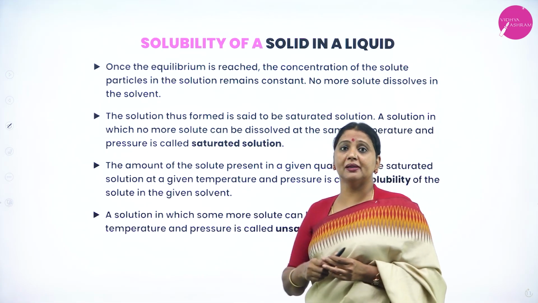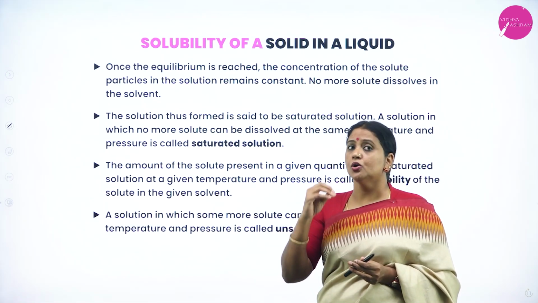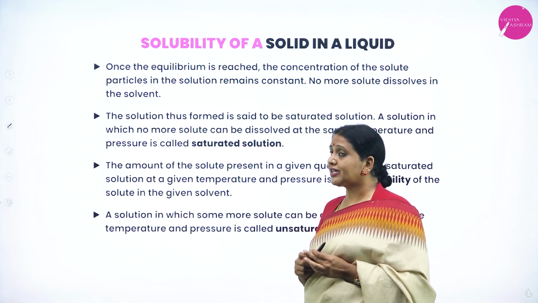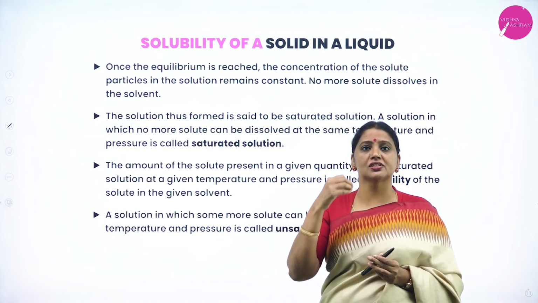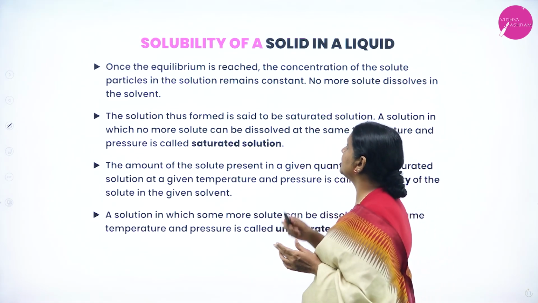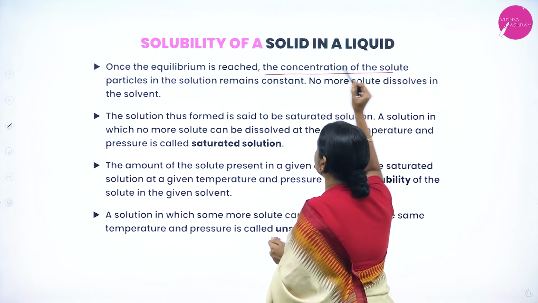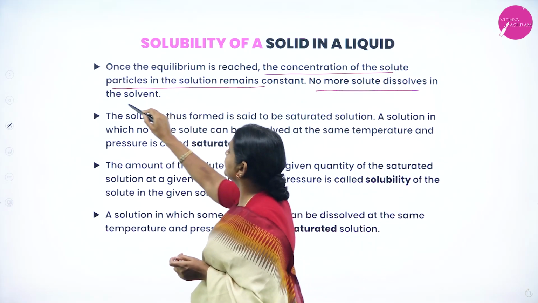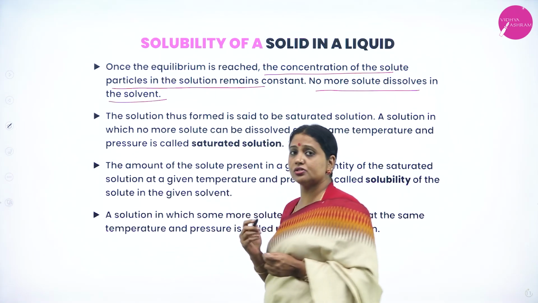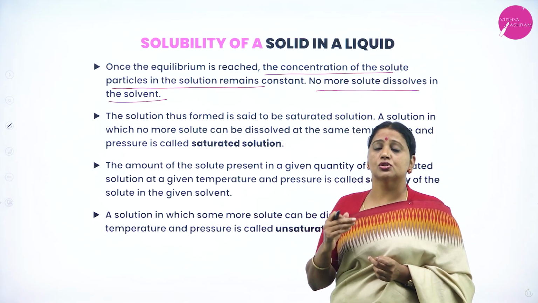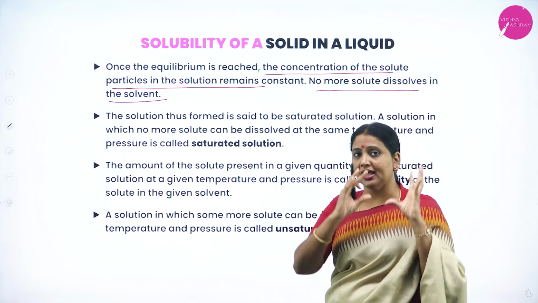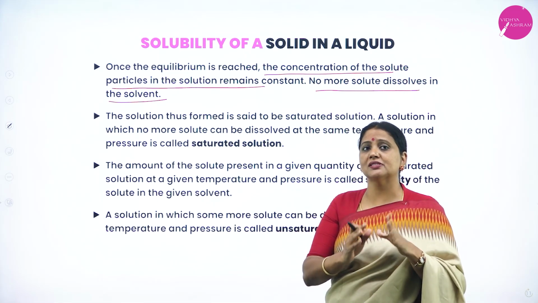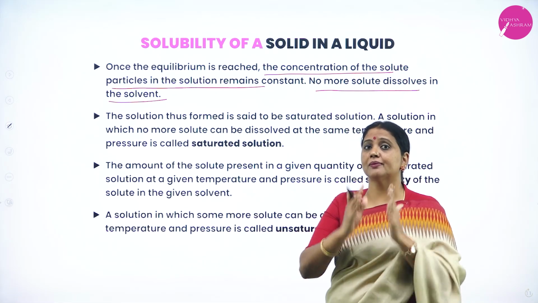Once the equilibrium is reached, what happens? The concentration of the solute remains constant. No more solute dissolves in that solvent. So, when at equilibrium, the concentration of the solute remains constant.